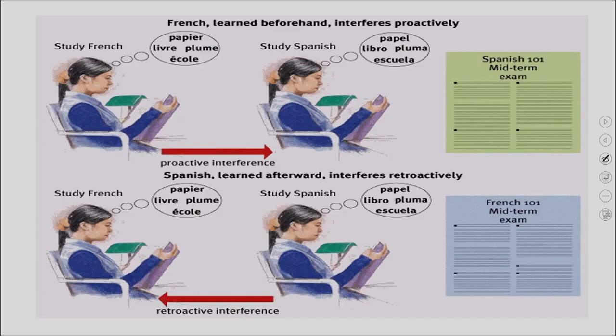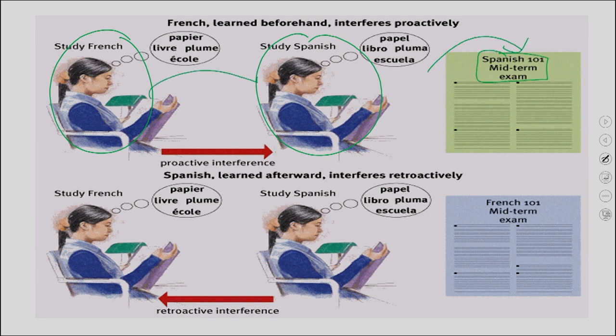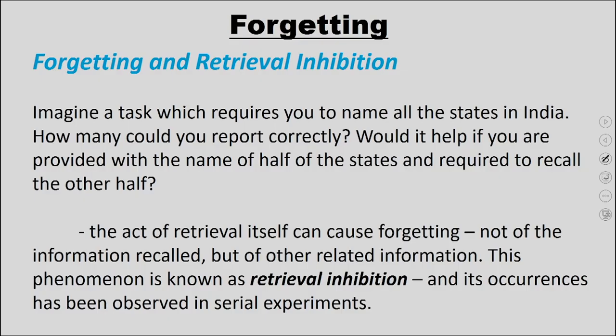So, let us take a quick example. If you are studying French and then you study Spanish, and in the mid semester examination I take a test of Spanish, what will happen is words from French will interfere with words from Spanish, and this is called proactive interference. But if you study French and then you study Spanish and I take the examination of French, words from Spanish will interfere with the remembering of words from French, that is called retroactive interference.